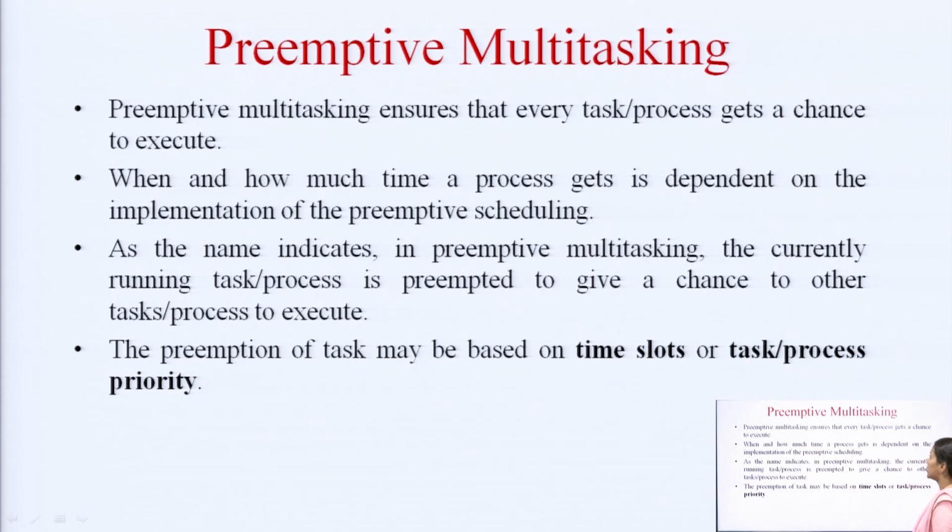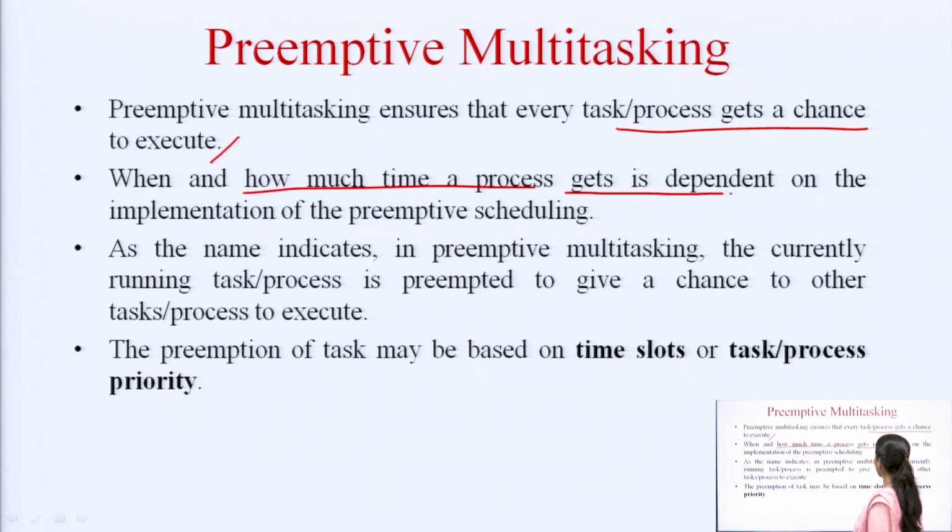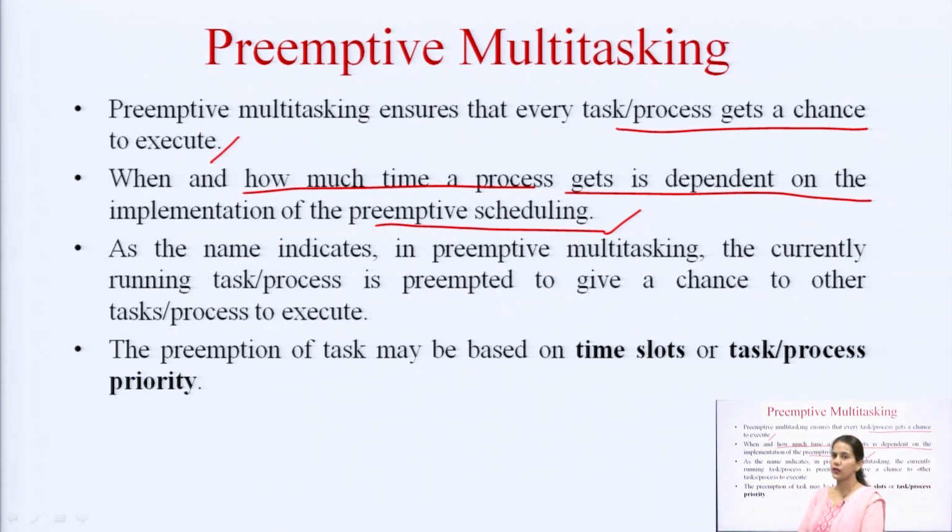When we talk about the preemptive multitasking scheme, it ensures that every task or process gets a chance to execute. When and how much time a process gets is dependent on the implementation of preemptive scheduling. There are different types of preemptive scheduling algorithms, which make sure that a particular task can have hold of the CPU for a particular time period, and then it has to relinquish it, it has to leave the hold of the CPU. In this way, all the tasks available in the system will be able to get the CPU once in a while and will be able to complete their tasks.